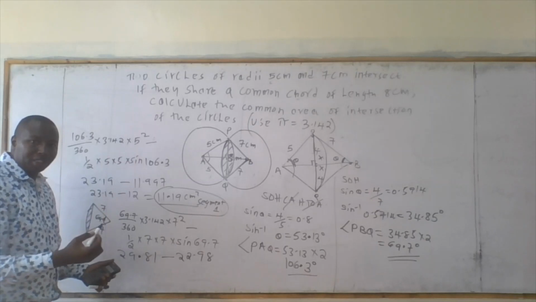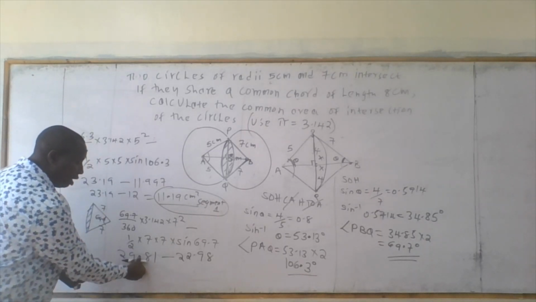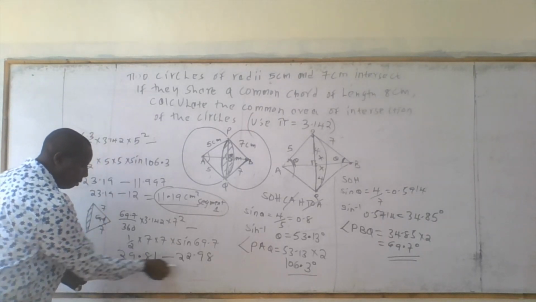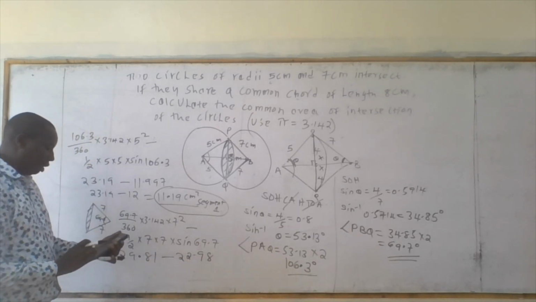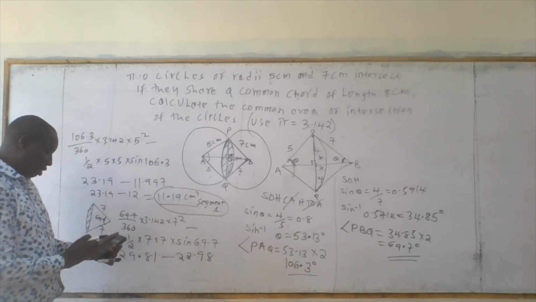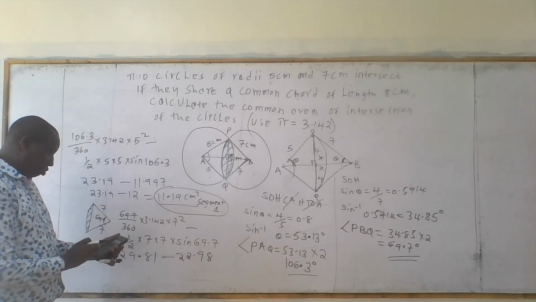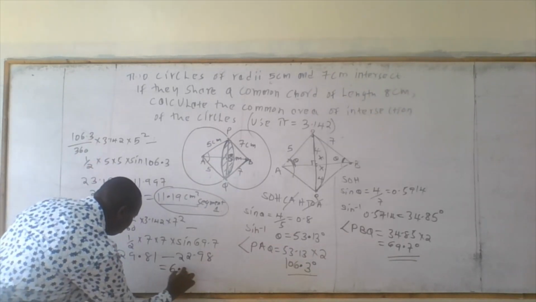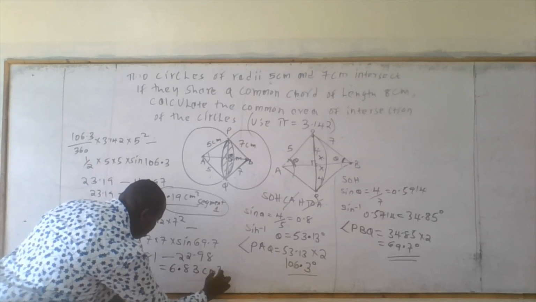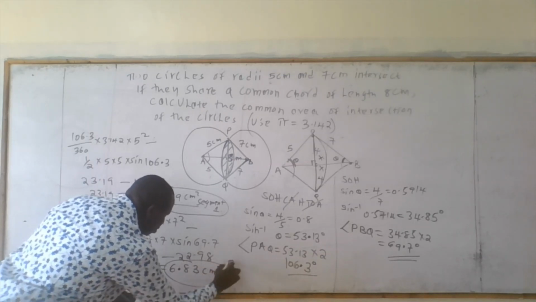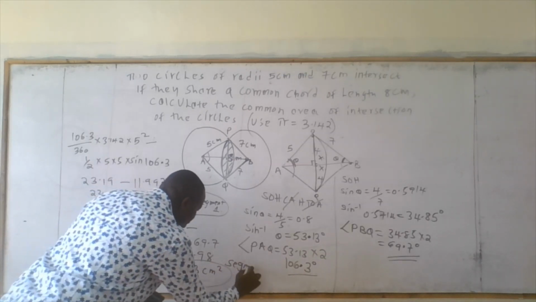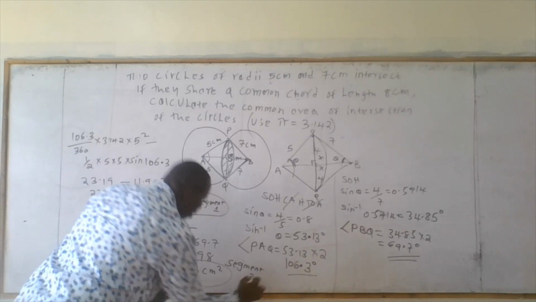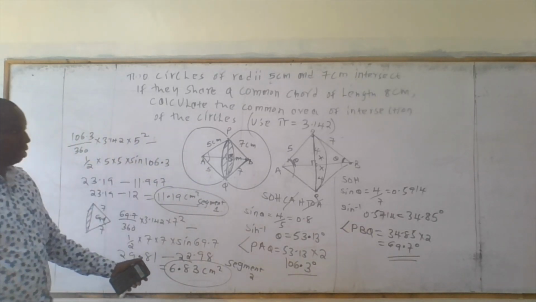So you subtract the area of the sector minus the area of the triangle to get the area of the segment. 29.81 minus 22.98, this area comes to 6.83 centimeters squared. So this is segment 2.